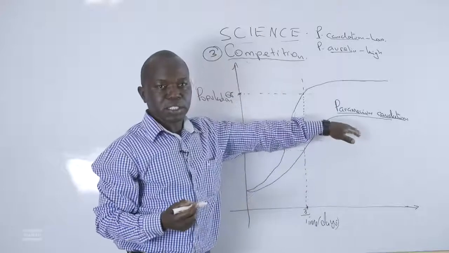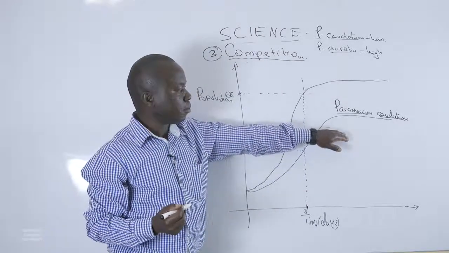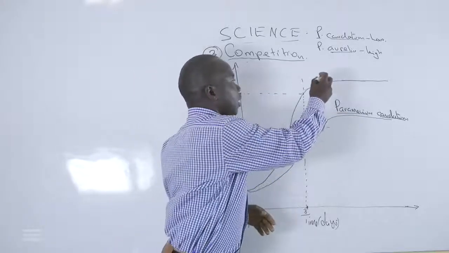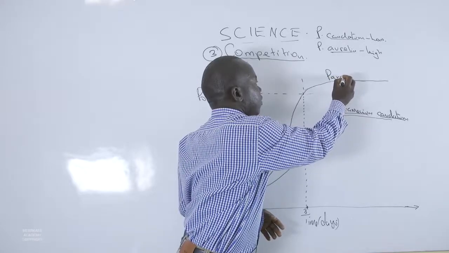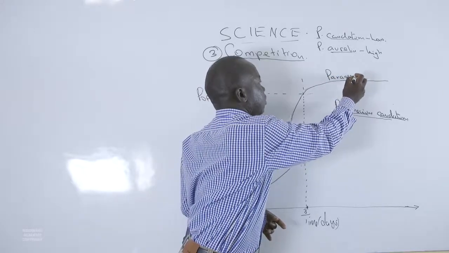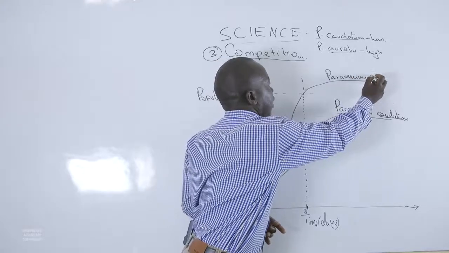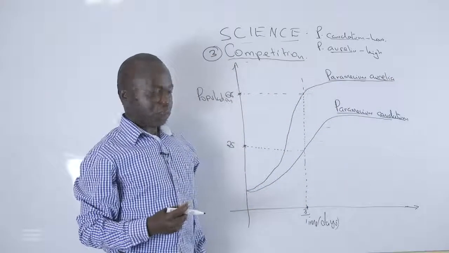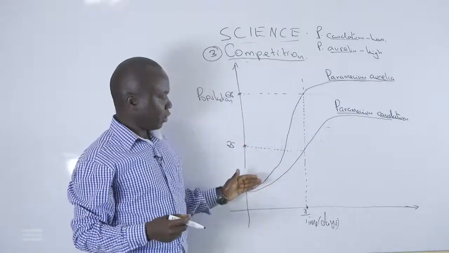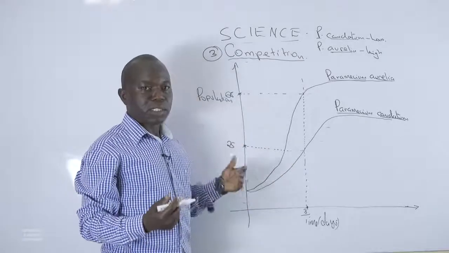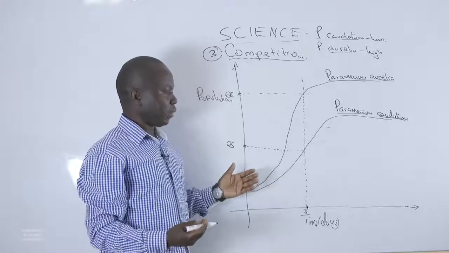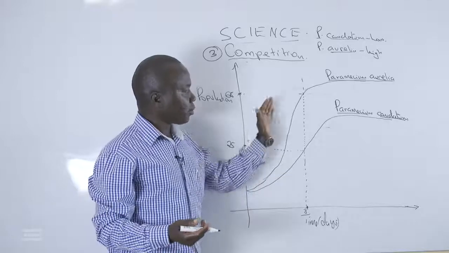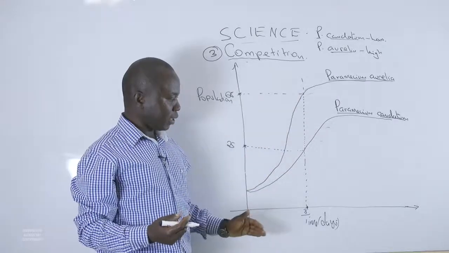So the lower curve is for Paramecium caudatum because it has low reproductive potential. But this curve now becomes for Paramecium aurelia because of high reproductive potential. So they were in different cultures, and the curve is drawn just on the same axis. We could have drawn the two separately. They'll produce the same. But now, to compare their growth rate, it's good that you draw on the same axis.